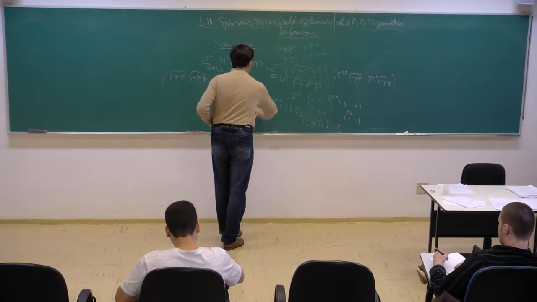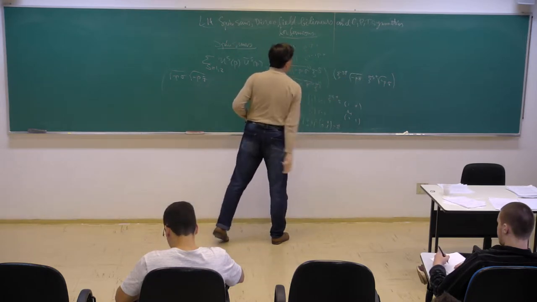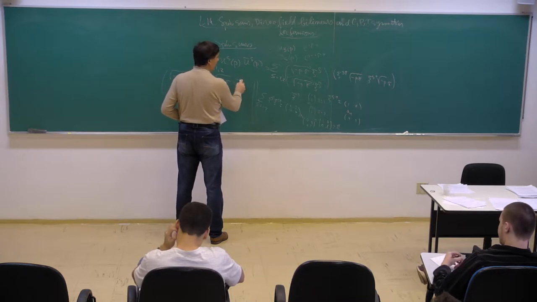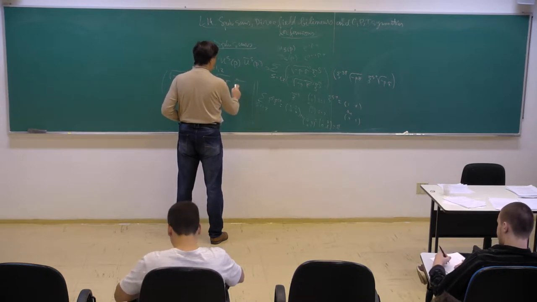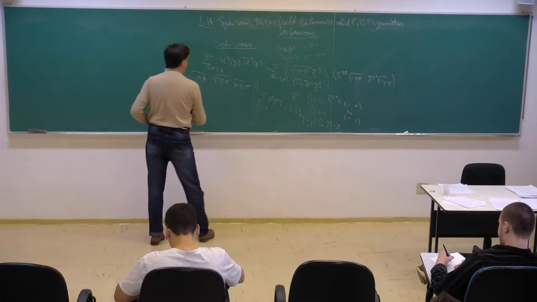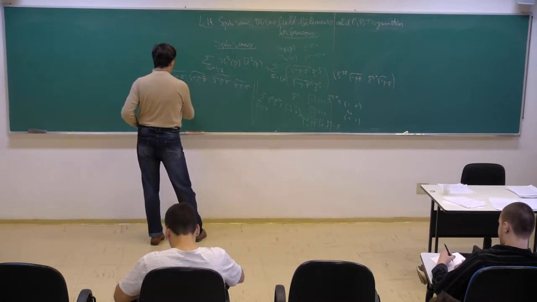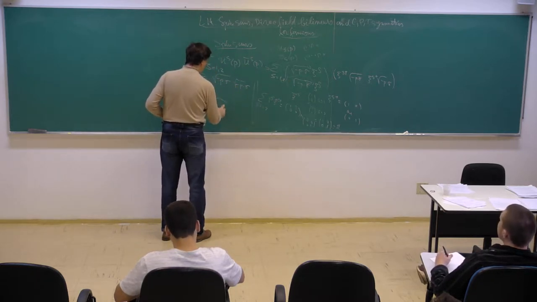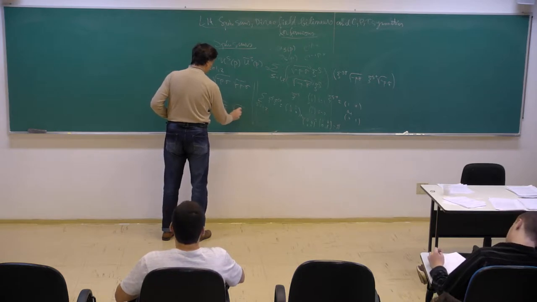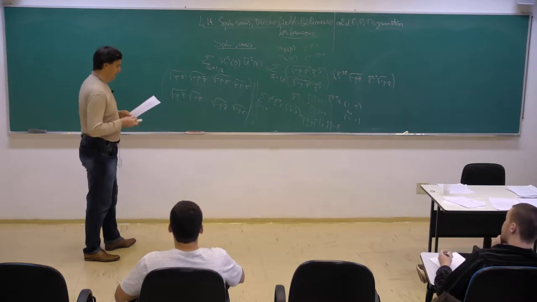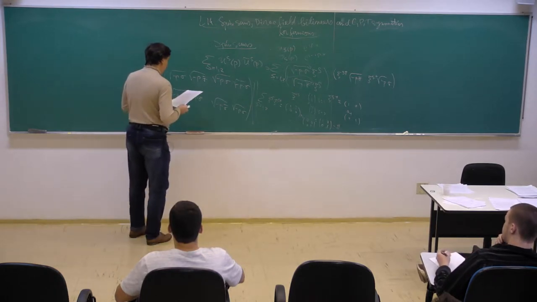And then this times this is square root of minus p dot sigma, square root of minus p dot sigma, and then square root of minus p dot sigma bar, square root of minus p dot sigma bar, and finally square root of minus p dot sigma bar, square root of minus p dot sigma. Okay, that's the matrix.